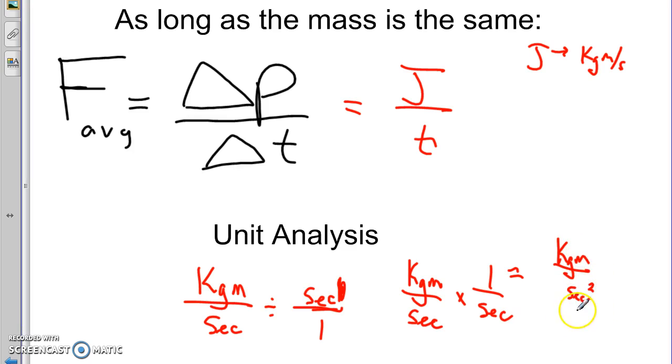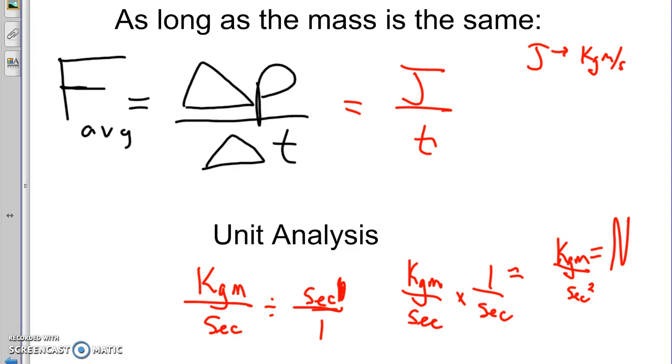A kilogram meter per second squared is the exact same thing as a Newton. That's what we call the Newton. So you see that the units even agree with us. It's not just the equations. It's not just because Mr. King says so. It's not just because it was on Wikipedia. It's not just because it was in the textbook. We can see for ourselves.